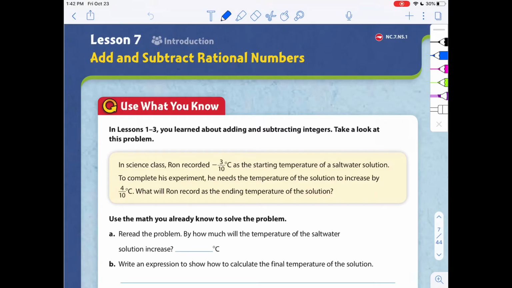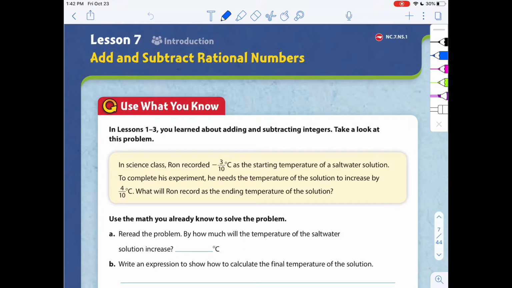In this lesson, we're going to be deepening our knowledge on adding and subtracting rational numbers. Let's take a look at the following problem. In science class, Ron recorded -3/10 degrees Celsius as the starting temperature of a saltwater solution. To complete his experiment, he needs the temperature of the solution to increase by 4/10 degrees Celsius. What will Ron record as the ending temperature of the solution?